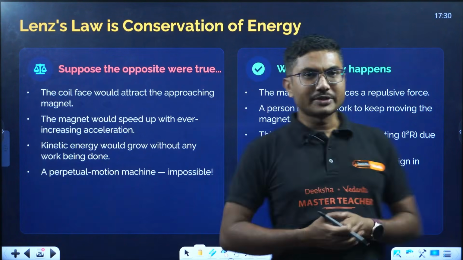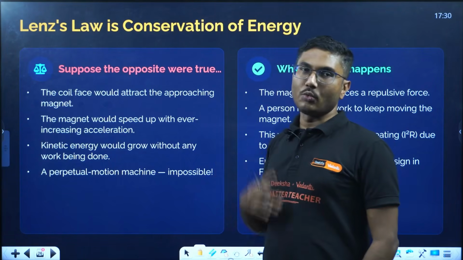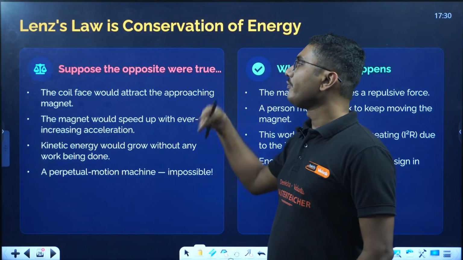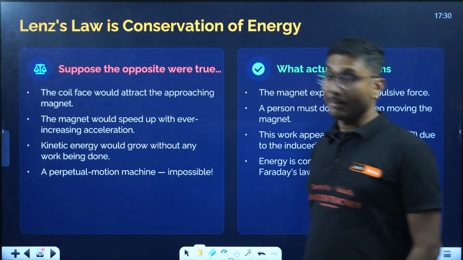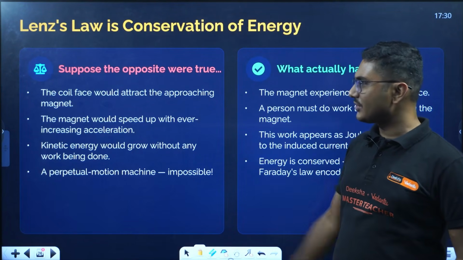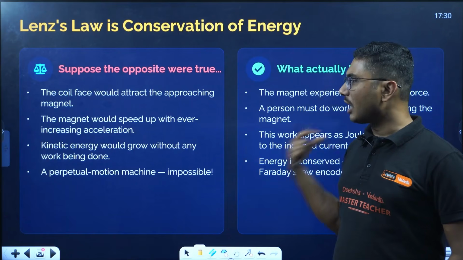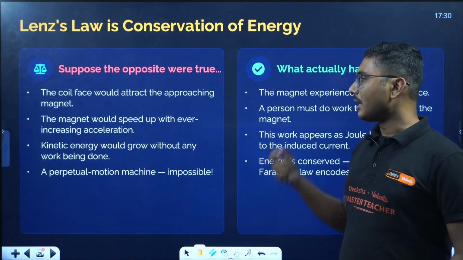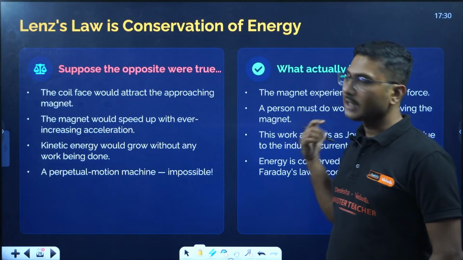Now, as I mentioned, suppose the opposite were true. What would have happened? The coil face would attract the approaching magnet. The magnet would speed up with ever increasing acceleration. Kinetic energy would grow without any work being done. So that is a perpetual motion machine, which is impossible.